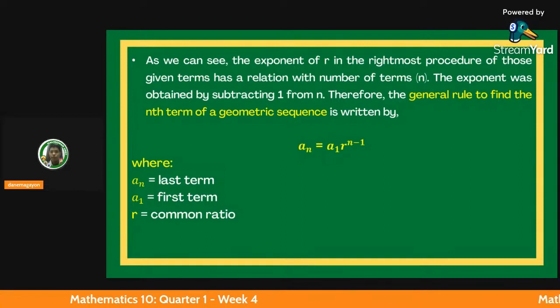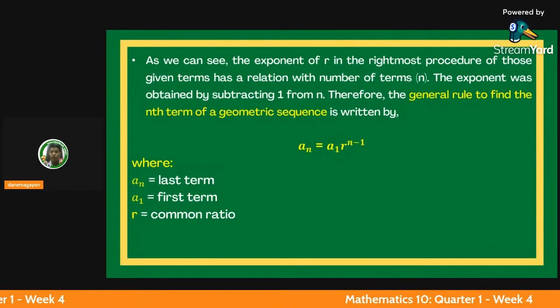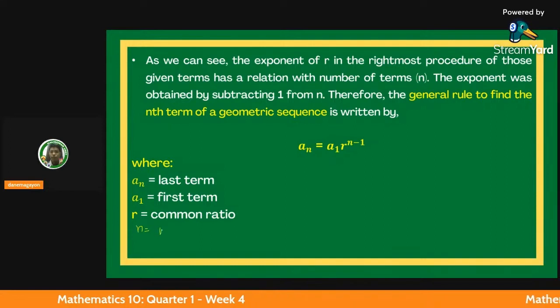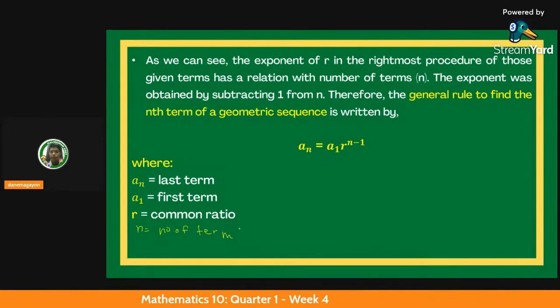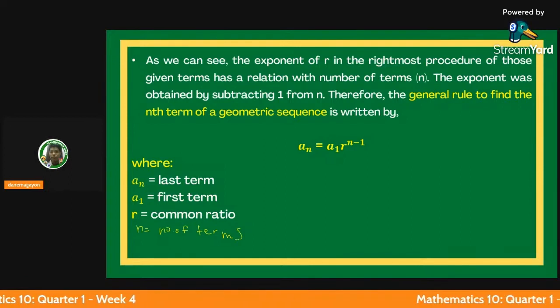yung a sub n natin is our last term. A sub 1 is the first term, sorry. We have r as the common ratio, and then obviously, dadagdagan po natin siya. Yung n natin as the number of terms. Kailangan na kailangan siya kasi, di ba, depending on the situation, sometimes we need to identify the value of n.